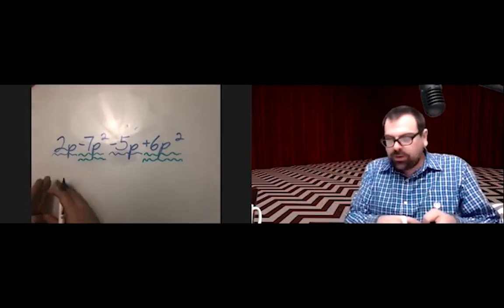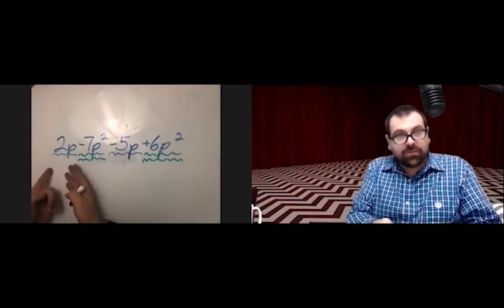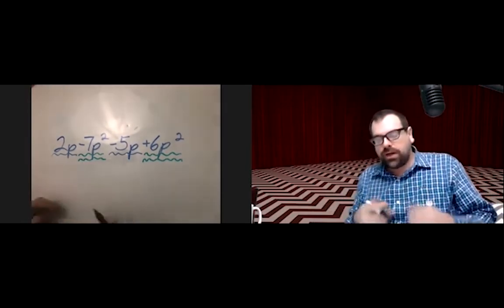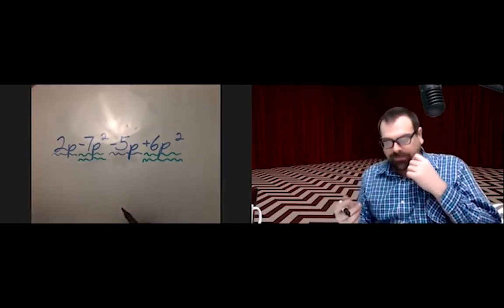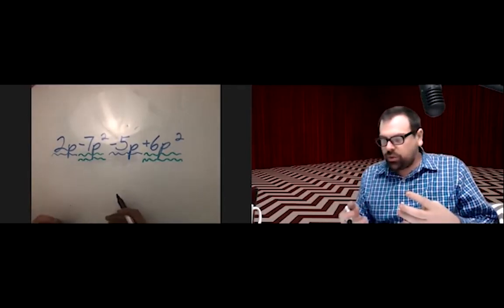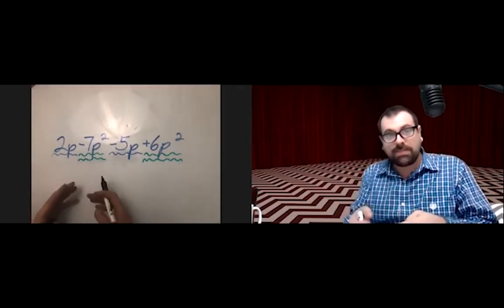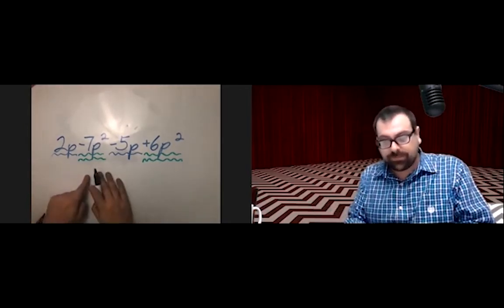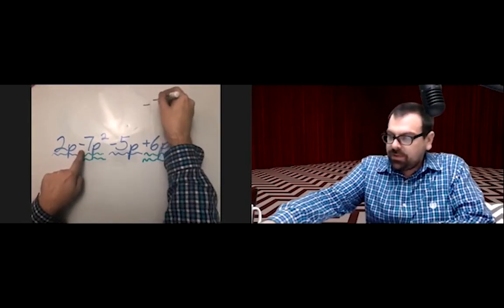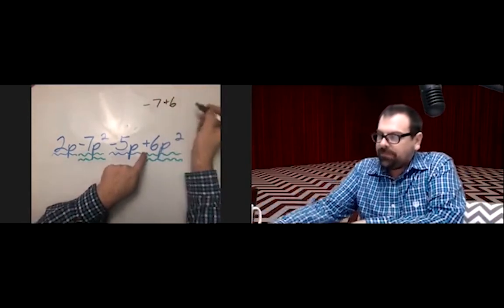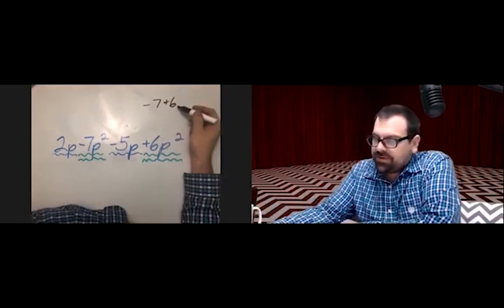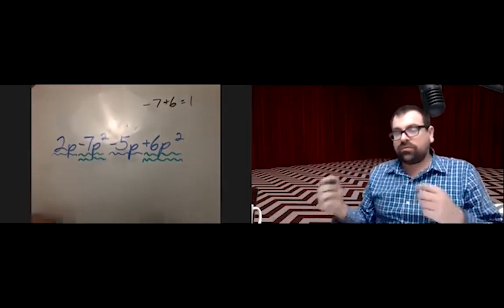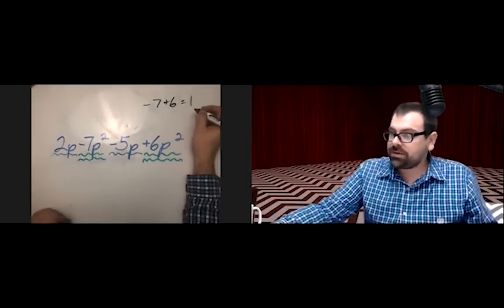Now, you can put the p's first because they come first if you want, but in algebra, it's usually tradition to start with the highest power and work your way down. So I'm going to put the p squareds first. Negative 7 of them plus 6 of them. Negative 7 plus 6 is negative 1. So there are negative 1 p squares.